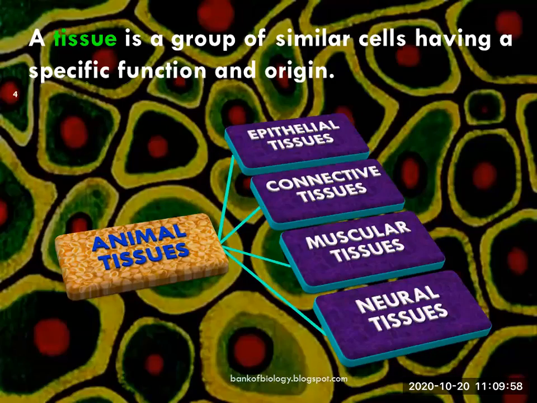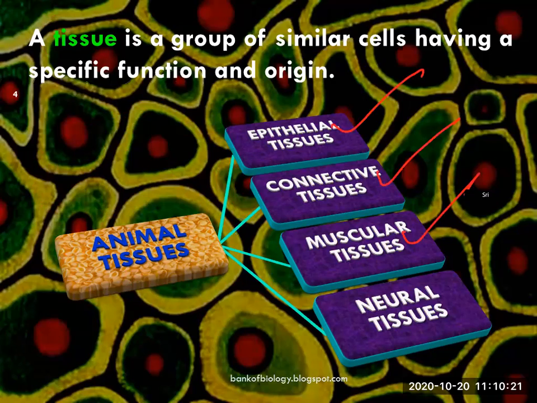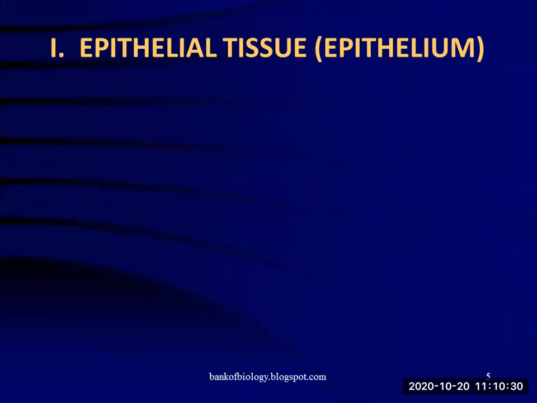What is a tissue? Tissue is a group of similar cells having a specific function and origin. The group of cells which are similar in shape, structure and origin we can consider as a tissue. Then we have four types of tissues: epithelial tissue, connective tissue, muscular tissue and nervous tissue. Let's see one after another.